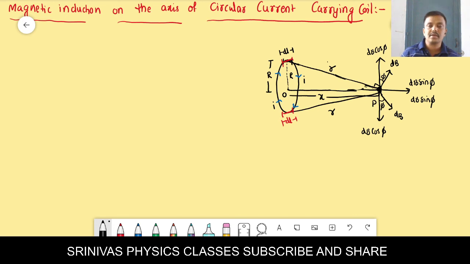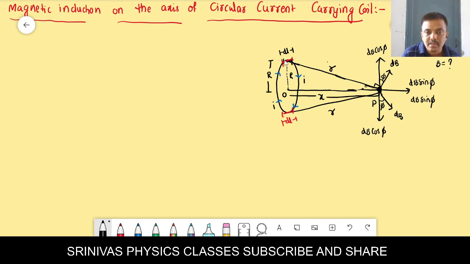Once again I will repeat. You see, we want to find out the magnetic induction on the axis of a circular current carrying coil. This is the circular current carrying coil. From the center O, at a point P on the axis at a distance x, I want to find out the magnetic induction due to the circular coil.